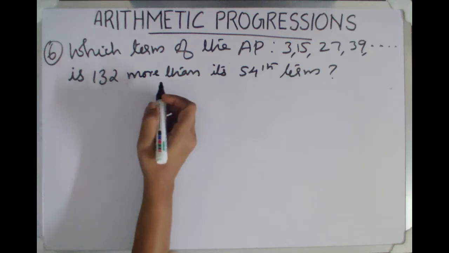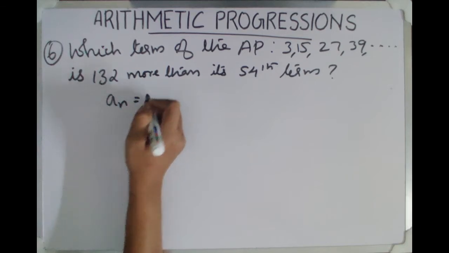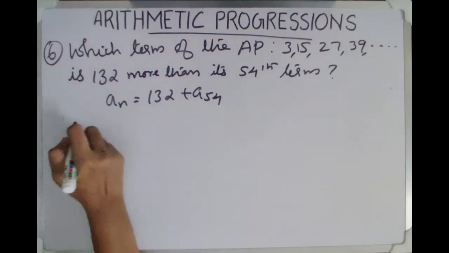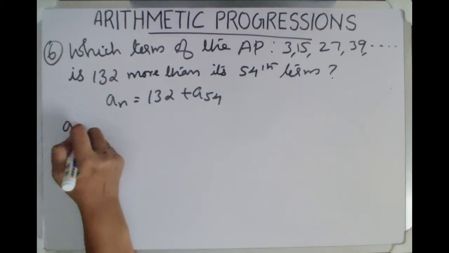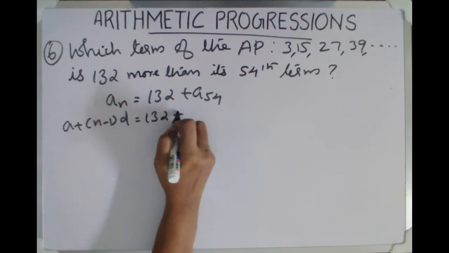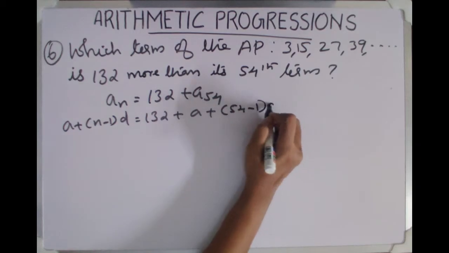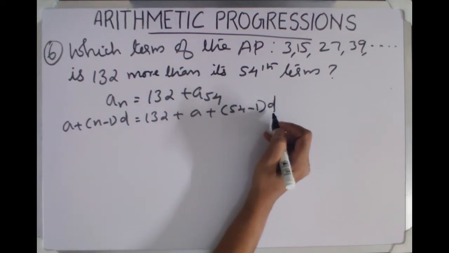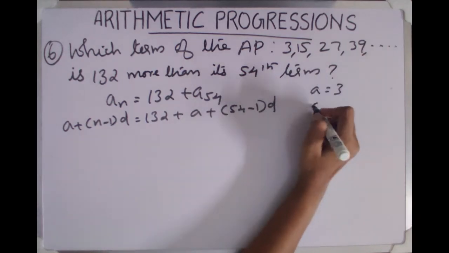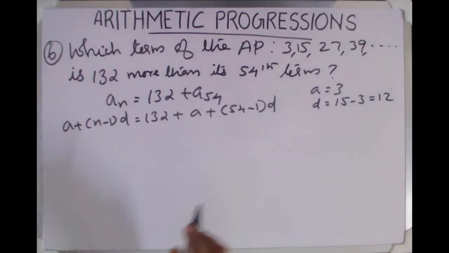We can consider the term as n. The nth term, that is an, equals 132 plus a54. An means a plus (n minus 1) into d, that is equal to 132 plus a plus (54 minus 1) into d. This is a54. Here a equals 3 and d equals 15 minus 3, that is 12.